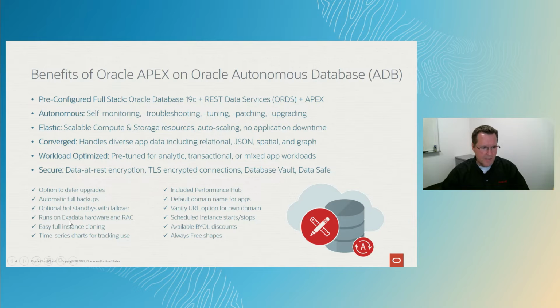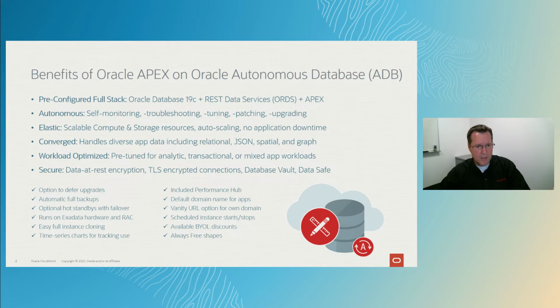And then here at the bottom of this slide, I've enumerated a couple specific feature functionality things that you get. Not only do we take care of the upgrades, but you have the option to defer upgrades. So if you need some extra time for testing before you take a major upgrade, you have that ability. We take automatic full backups in the environment. You can complement that with your own manual backups, and you can restore very easily from a backup. You can set up full hot standbys of the whole environment with automatic failover as well. We call that Autonomous Data Guard.